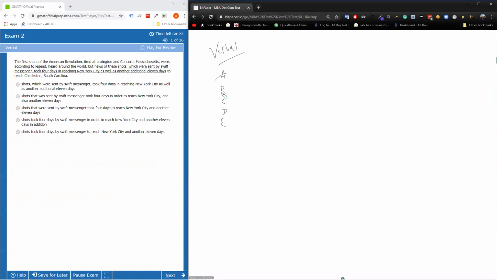B, but news of these shots that was sent by swift messenger. No, I think you still need the commas. But news of these shots that was sent by Swift Messenger took 4 days in order to reach New York City, and also another 11 days to reach Charleston, South Carolina.